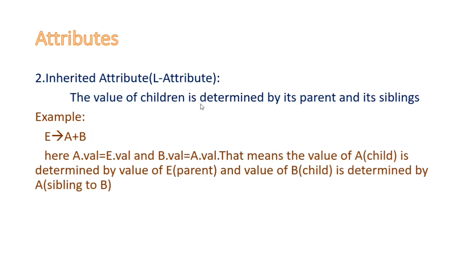Now the inherited attribute is called the L attribute. The value of a child is determined by its parent and its siblings. For instance, we will take up the same example, E tends to A plus B. Now A's value is determined by E's value, which is the parent, and B's value is determined by A's value, which is its sibling. A and B are siblings because both are lying at the same level. B's value is determined by A's value. So this is called the inherited attribute or L attribute.